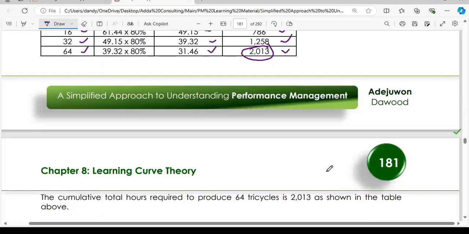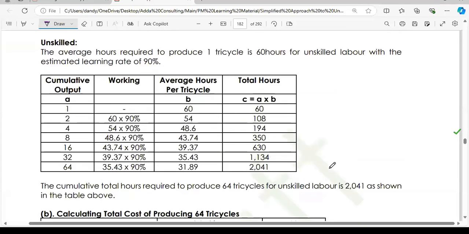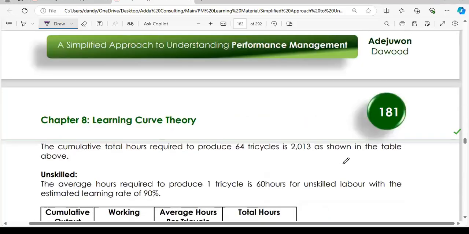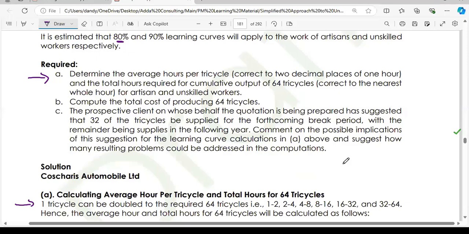I will do the same thing for unskilled labor. Follow the same route, and we got 2041. The total hours to produce the 64 tricycles for unskilled labor is 2041. Now that I have the 2041 for unskilled labor, I can go ahead to build the requirements. Remember, in requirement A, the examiner only wants us to determine the average hours per tricycle and the total cumulative hours to produce the 64 tricycles, for artisan and unskilled labor. We have done that.